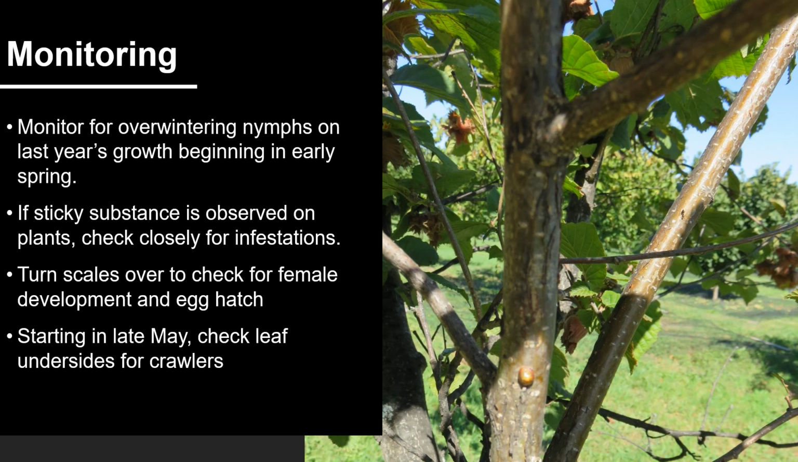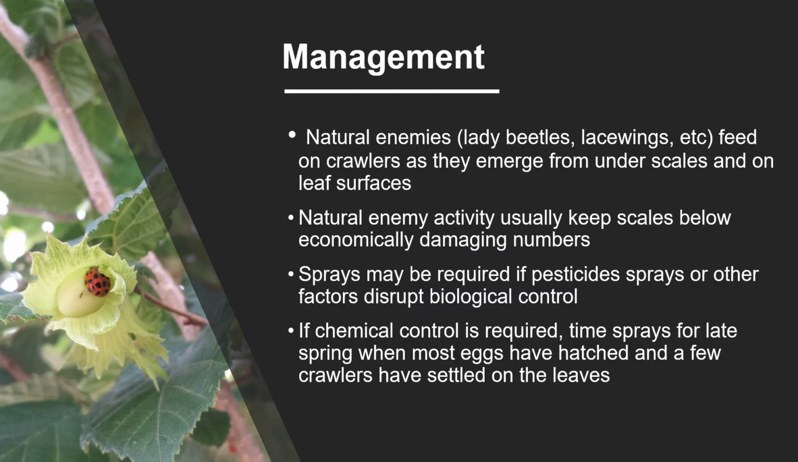When you detect them, you can turn those scales over to look for female development, see if the eggs have hatched, and then by late May, you can check the leaf undersides for scales, which will be there. You often will see that when you're looking at leaf undersides for mites, and that would be starting around late May and continuing through the season. For the most part, natural enemies such as lady beetles and lacewings can help keep scale populations under control. They'll actually wait by these overwintering shells as the crawlers emerge, and they'll feed on them, and this often keeps them below economically damaging numbers in hazelnuts.